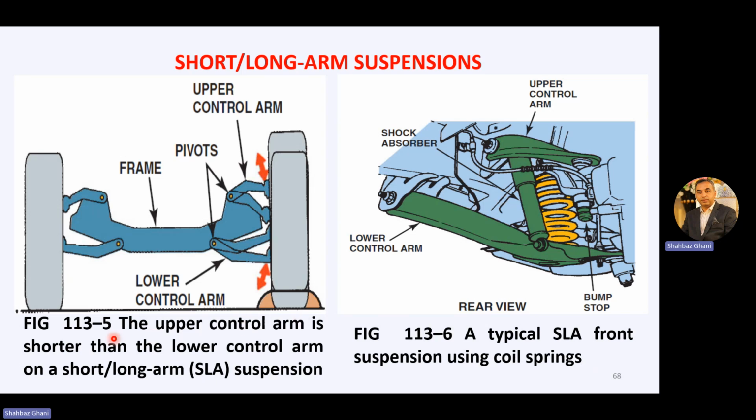Now, the upper control arm is shorter than the lower control arm on an SLA suspension. We have this upper control arm, and then we have this lower control arm, and we have this spindle here. This is the pivot point and this is the frame. A typical SLA front suspension using coil spring, this green one is the lower control arm, the longer in dimension, and the upper green is the upper control arm, smaller in dimension. We have a spring arrangement, we have a shock absorber arrangement, and it is attached to the frame and to the steering knuckle of the wheel.